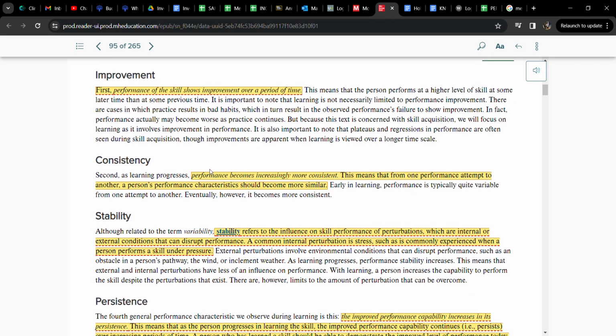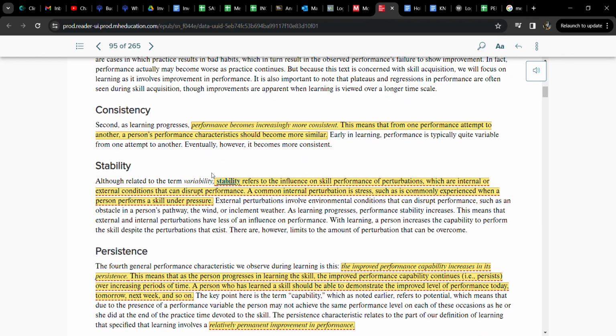The second part kind of integrates into improvement a little bit, which is consistency. So the performance should become increasingly more consistent. This means that from one performance to another, a person's performance characteristics should become more similar. So let's use golf again, like your golf swing. As you get better, your golf swing should look more and more similar from swing to swing.